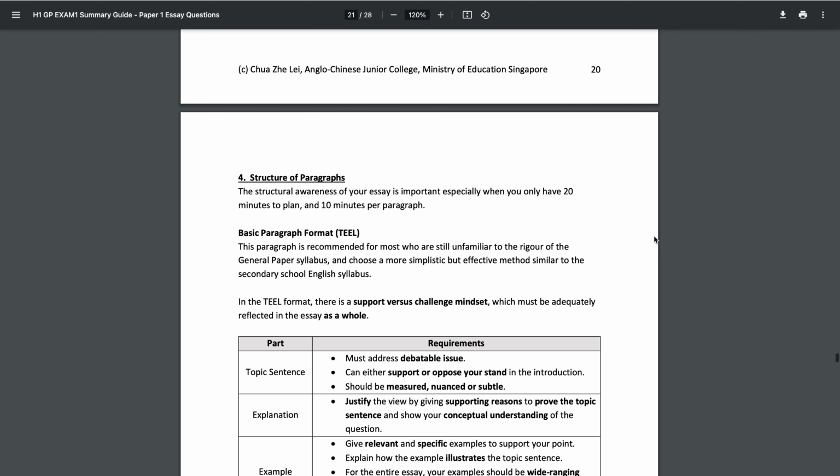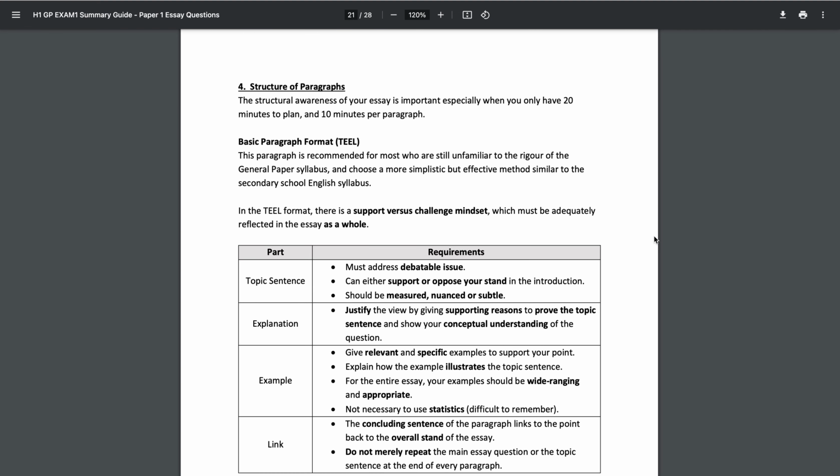Okay? And now to the part that all of you are waiting for. I know it's been an hour, okay? But again, if you didn't want to learn about meta, you can skip that, of course. Okay, structuring a paragraph is very simple. 20 minutes to plan. No more, no less. Okay?